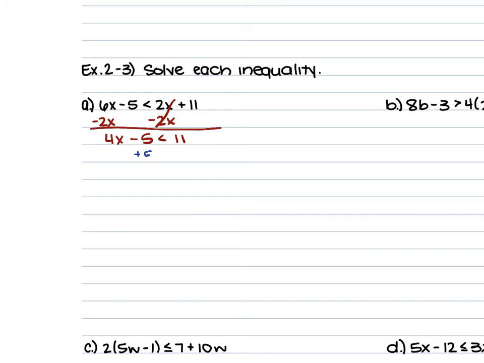I then add that 5 to both sides. So 4x is less than 16. And then I just divide each side by 4 and get that x is less than 4.